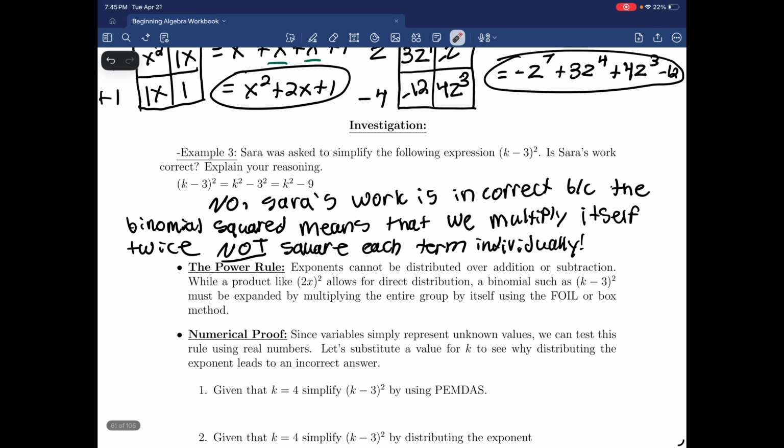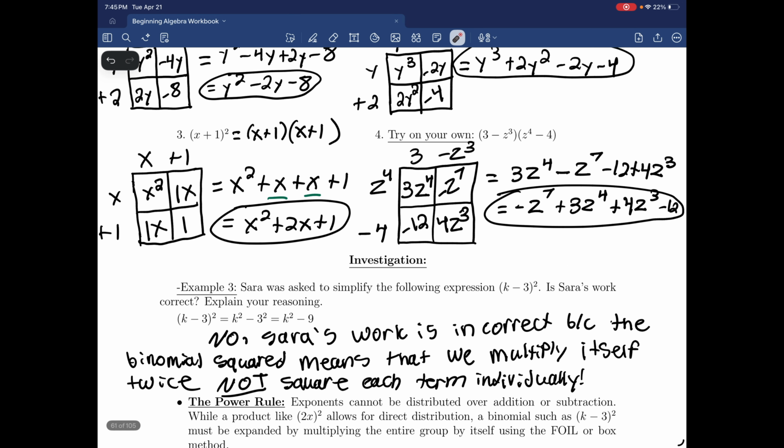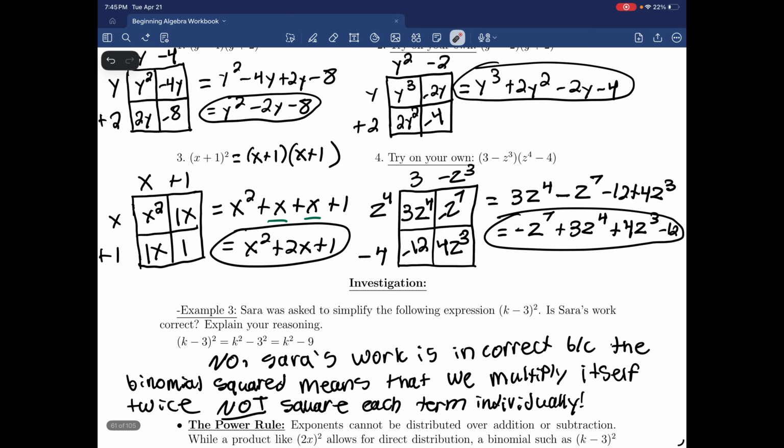Okay. So exponents cannot be distributed over addition or subtraction. If we have a monomial, or in other words, just a one term on its own, we could distribute in that exponent like this. But if we have a binomial or anything more than a binomial that has addition or subtraction, we cannot just distribute in that exponent, and we have to actually go through and do the box method.